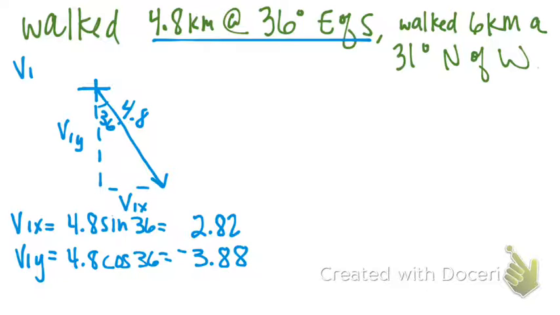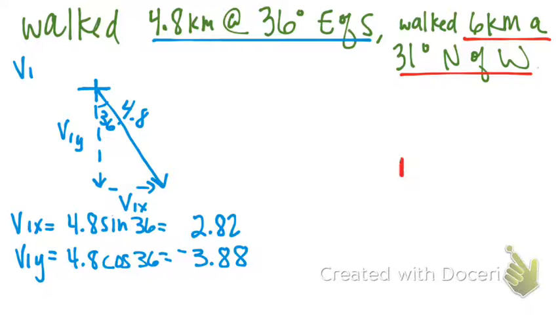Remember, we're thinking about how do we get from the origin to the resultant. So I had to go down and then to the right. Okay, so there's my V1 components. Let's do V2. Second vector was 6 kilometers at 31 degrees north of west.